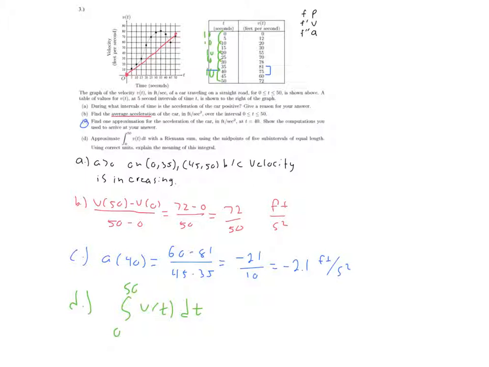In my midpoints, I like how some people are drawing arrows or whatever they need to do. You can circle them if you want. But we're going to be using those y values that are between 0 and 10. So the y value at 5, the y value at 15, the output value at 25, 35, and 45. So this is equal to 10 times 12 plus 30 plus 70 plus 81 plus 60.